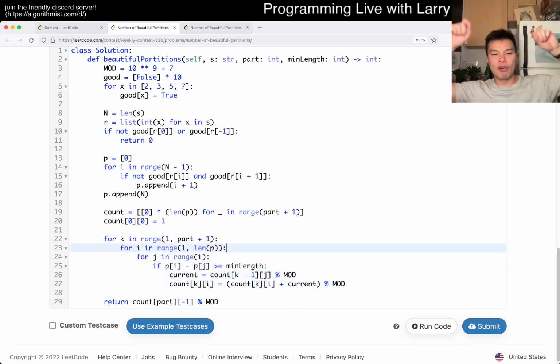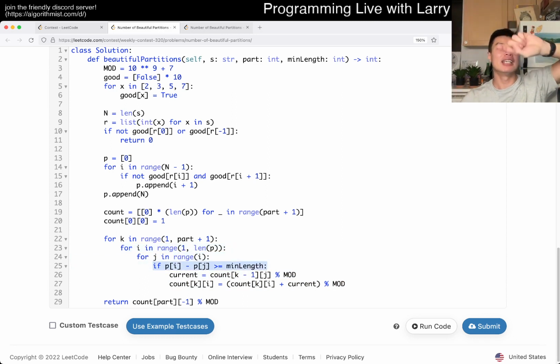So that's basically like for each i, you look at, okay, is this the minimum length? Meaning, is there an edge from i to j? If there is, then you just add the number of paths from that node to the current place. So what happens when you add in k?